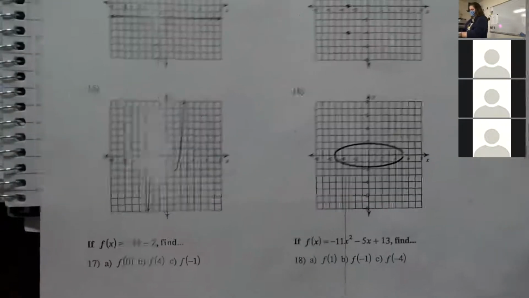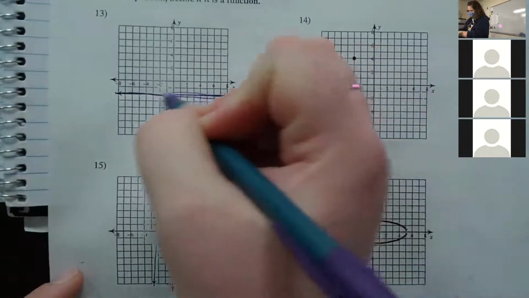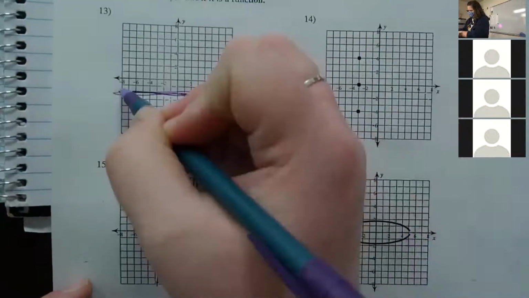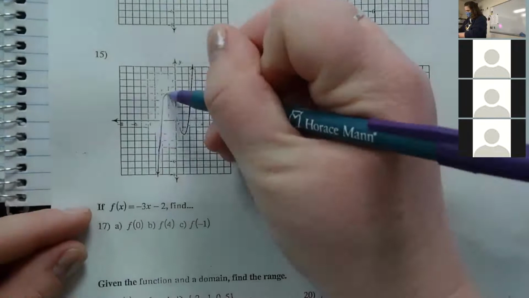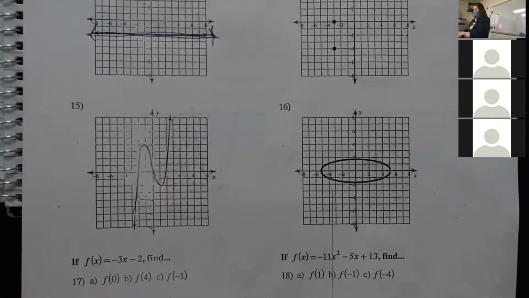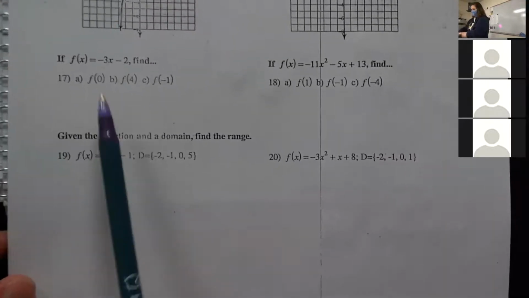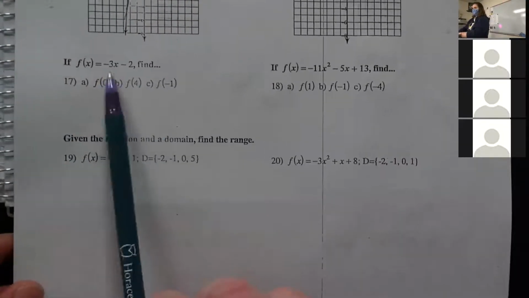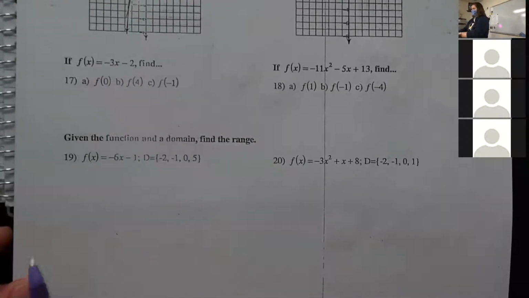And then let's look at the backside. Do a lot of the same things you did before. If you can't see this, this is a line right here. Nice horizontal line. If you can't see it, draw it back in better. This one didn't copy very nice. 13 through 16 is just vertical line tests. Yes or no's. Okay. 17, 18, 19, and 20 are plugging in those numbers. So 17 has 3 different problems here. Plugging in 0, plugging in 4, plugging in negative 1, answer it for that.